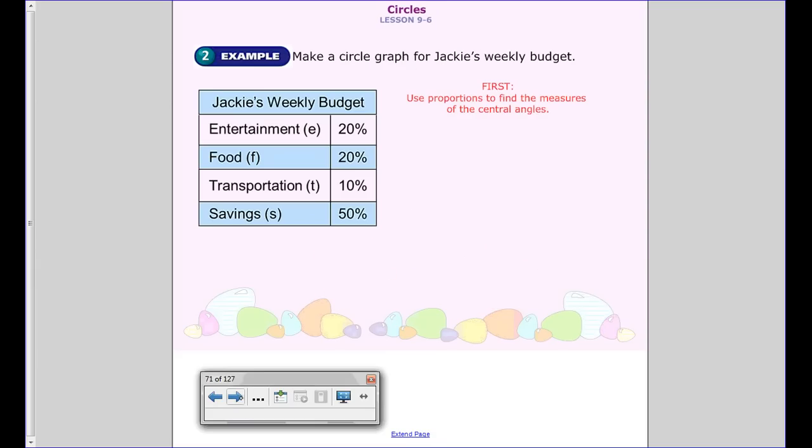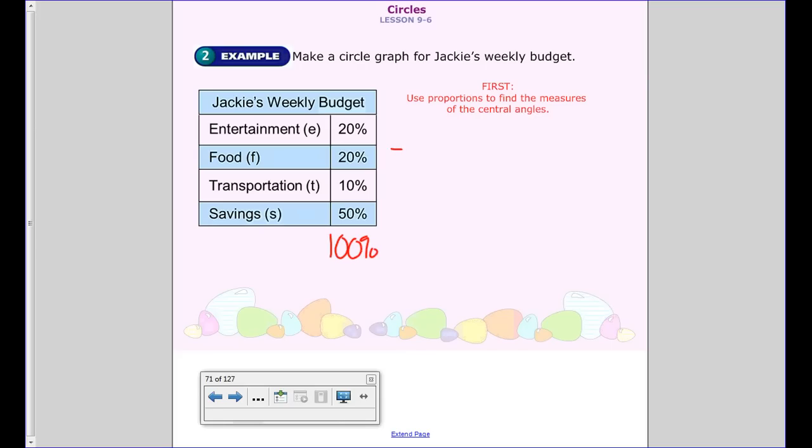So we're going to go ahead and get started with this one. Make a circle graph for Jackie's weekly budget. So they show Jackie's weekly budget. She spends 20% on entertainment, 20% on food, 10% transportation, and she puts 50% or half of it in savings. So what we're going to have to do is first set up a proportion.